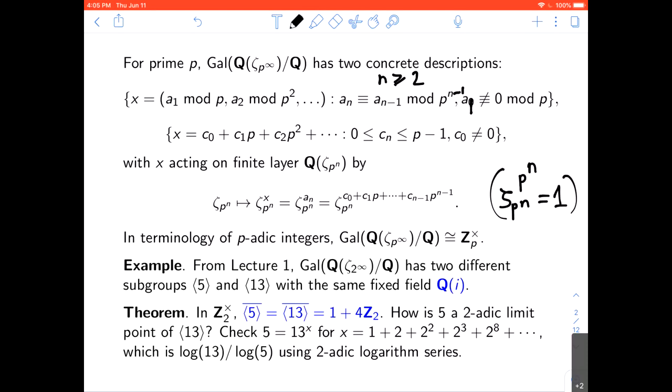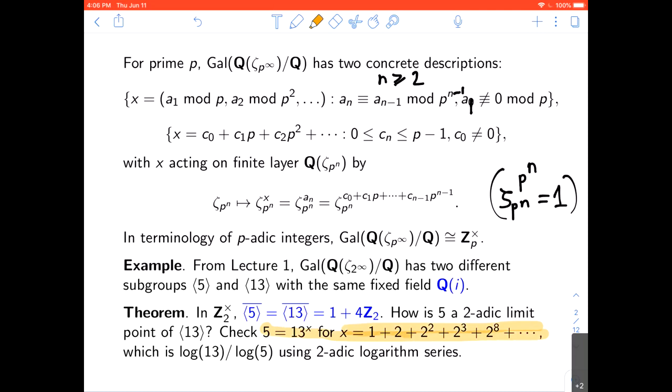So for example, 5 should be a limit point of this subgroup generated by 13. And in fact, you can write 5 as a two-adic power of 13. So I've written that down there near the bottom of the slide. So with that choice of exponent, if you actually take 5 and raise it to the 1, to the 1 plus 2, to the 1 plus 2 plus 2 squared, and so forth, and look at the result modulo 2, 4, 8, you'll see that it's 13 every time.